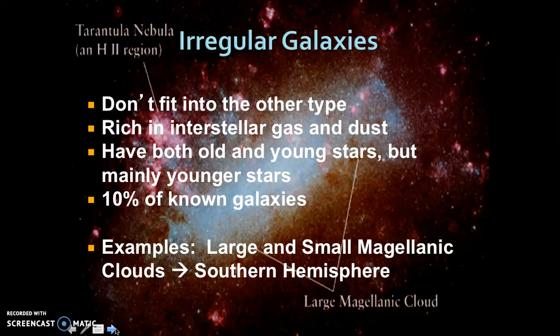Okay, so if a galaxy doesn't really fit into spiral galaxies or elliptical galaxies, we call them irregular galaxies. These galaxies are rich in interstellar gas and dust. They have both old and young stars, but mainly young stars where a lot of star formation is taking place. Two really good examples of irregular galaxies are the large and small Magellanic Clouds in the southern hemisphere.